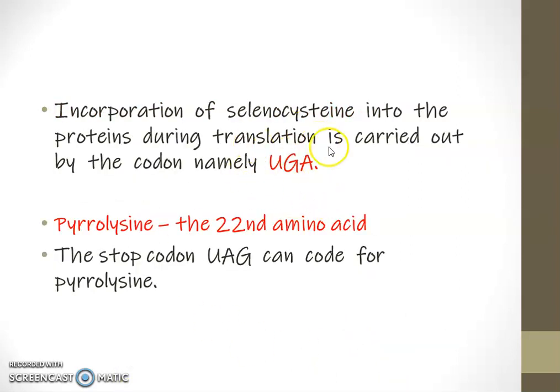The incorporation of selenocysteine into the protein during translation is carried out by the codon UGA. It is a stop codon, right? So this UGA helps in incorporation of selenocysteine into the protein during the translation process. There is also a 22nd amino acid, which is pyrrolysine. Here this stop codon UAG codes for pyrrolysine. So as of now we have only 20 standard amino acids and we have discussed their structure. And in recent years, the 21st and 22nd amino acids have been added.